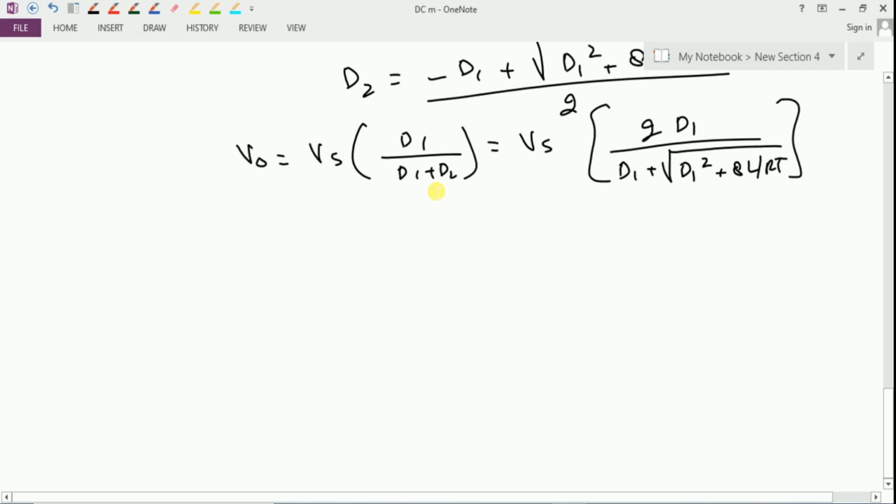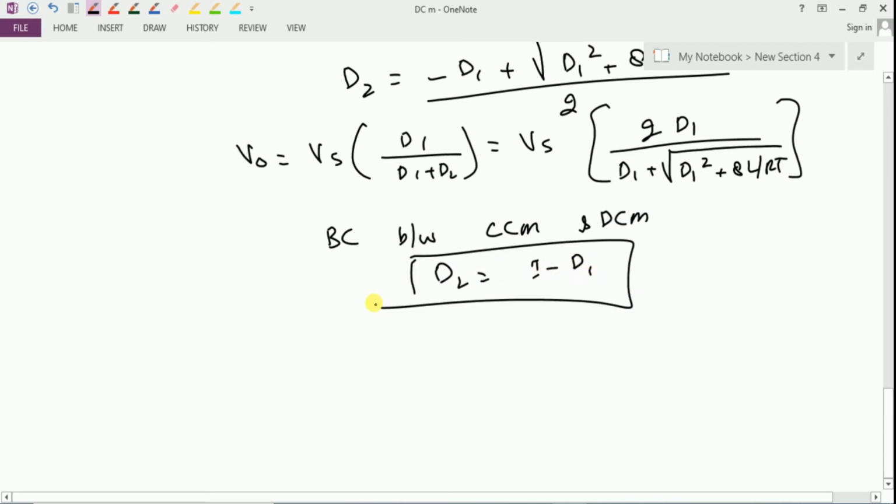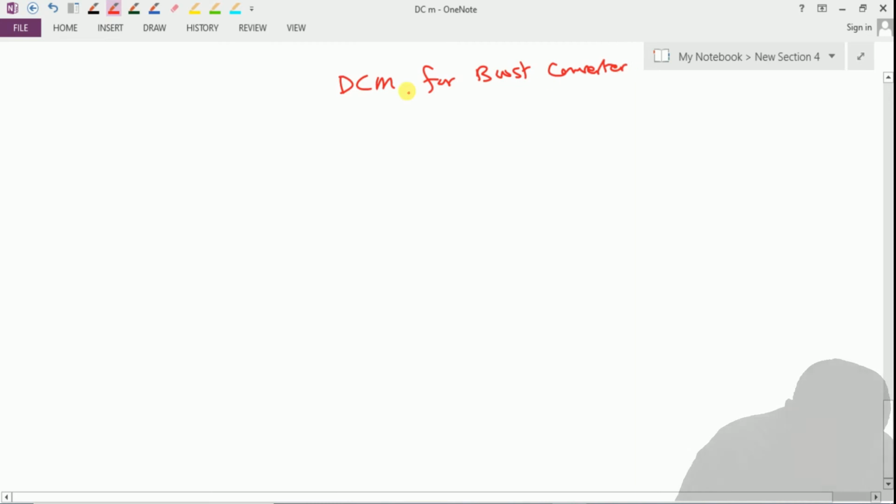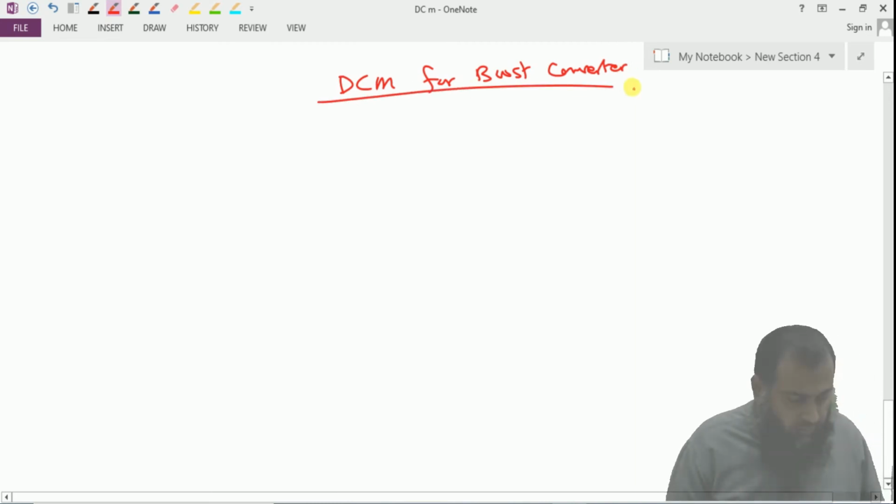An important point here is that the boundary condition between the CCM and the DCM occurs when D2 equals 1 minus D1. On similar grounds, we shall now try to solve for the DC to DC boost converter, and thereafter we will move on to the next type of converter. Let us move on to DCM for a boost converter.